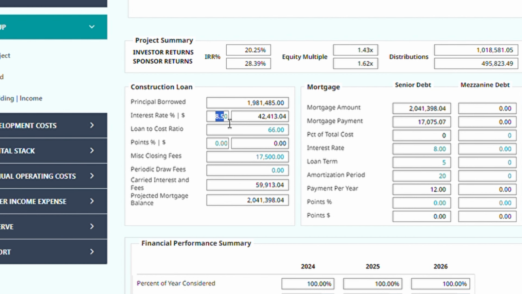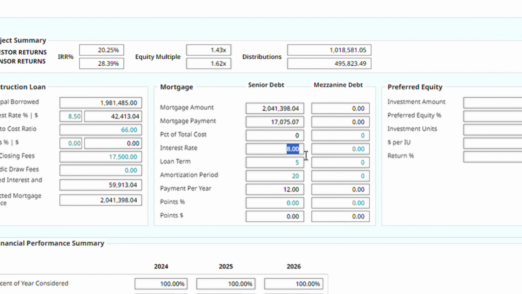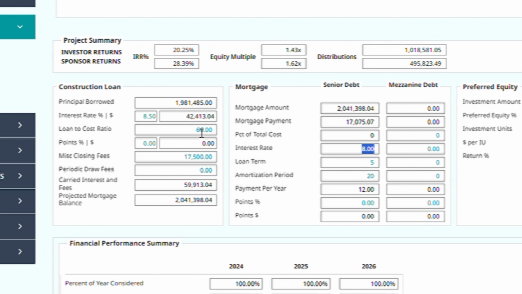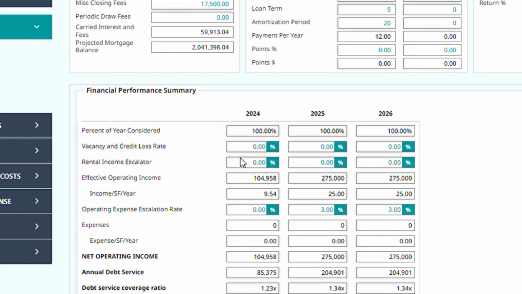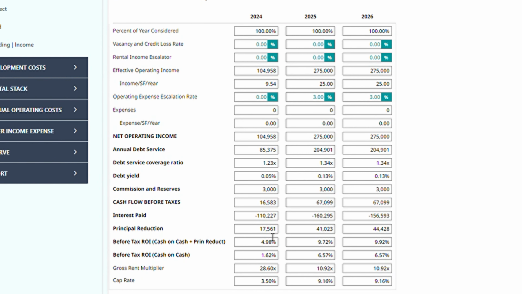And I plugged in, as you can see, 8.5% because as of yesterday, that's what my commercial bankers are telling me I need to figure for a construction loan. And then on the long-term loan, after it's stabilized, I've been quoted an 8% loan. So I plugged in those two figures. My loan to cost ratio is right at 66%, and I can change these variables as the rates change and as the LTV changes.